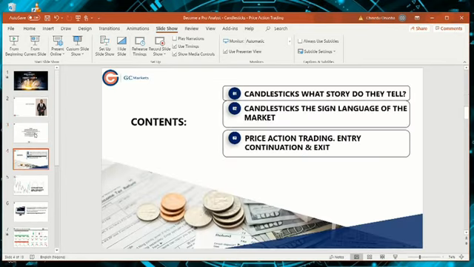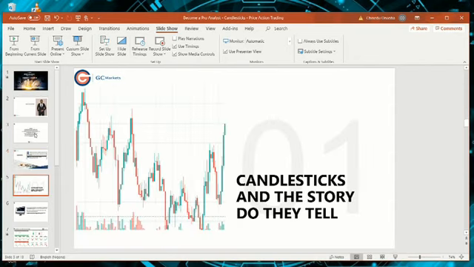So in today's content, we'll be looking majorly at candlesticks. We'll look at what story they tell. We'll also see how candlesticks serve as sign language to the forex markets, and we'll see how we can trade these candlesticks. The pointer here is that after today's training, you should be able to take well-defined trades in the market based on what you've learned. So let us begin.